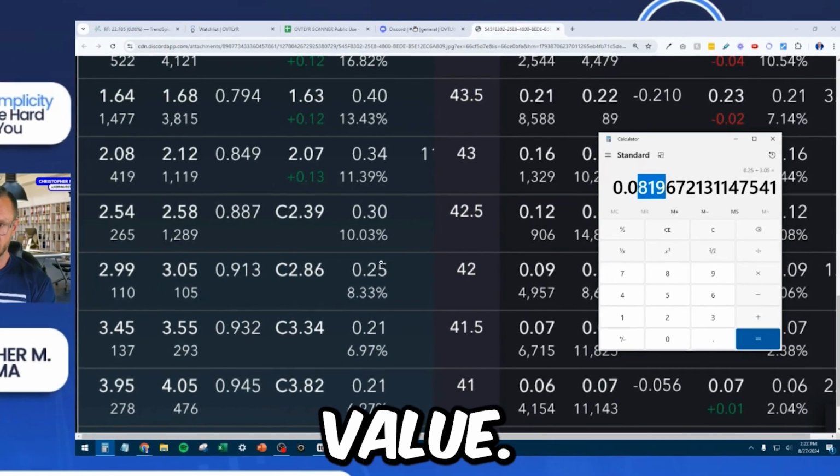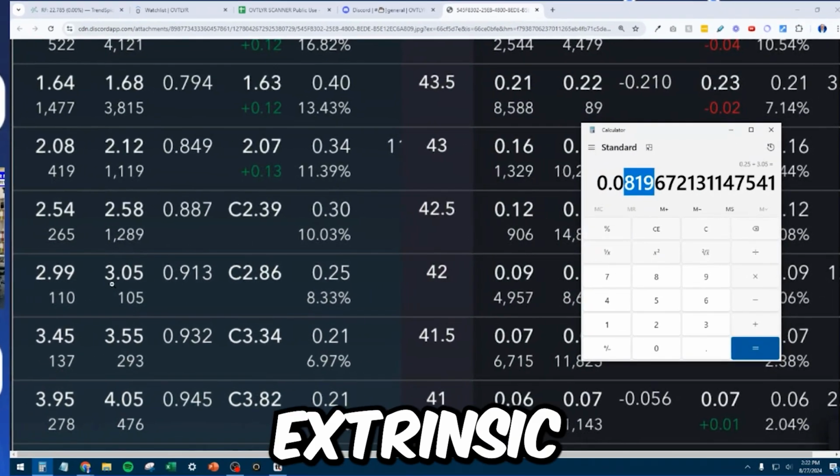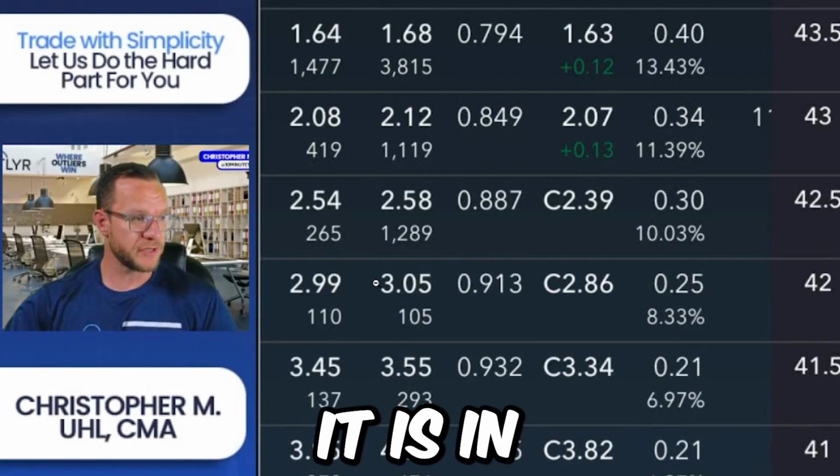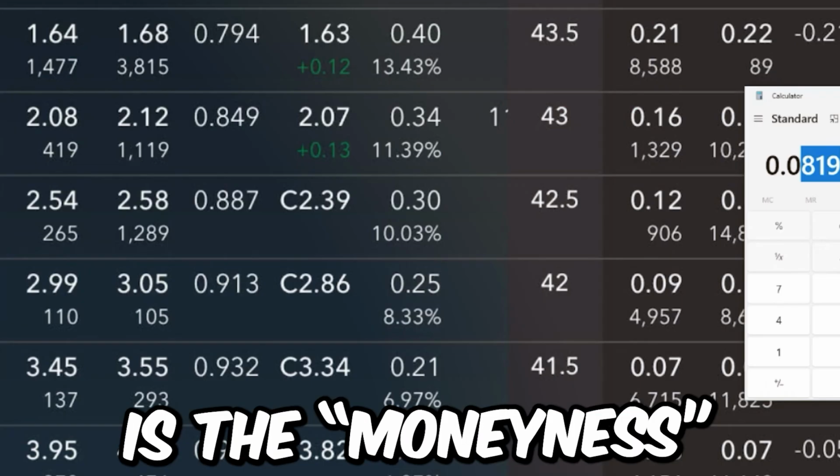8.19% extrinsic value. So 8% of this is extrinsic value. So that means 92% of it is in the money. 92% is the moneyness, which is what we want.